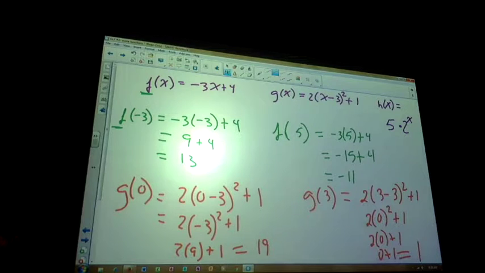Can I erase those first 4 problems? I want to leave the purple up there, though. Is that cool?